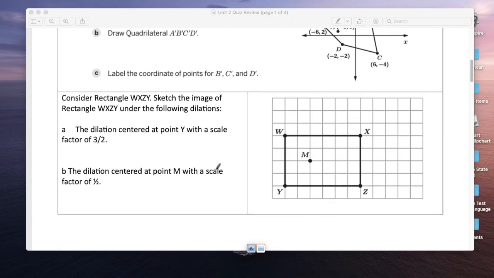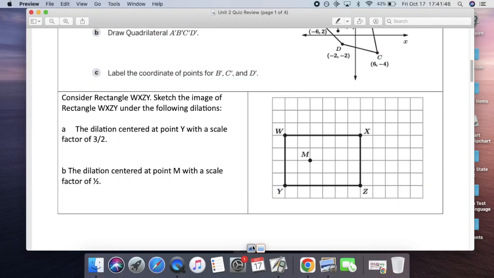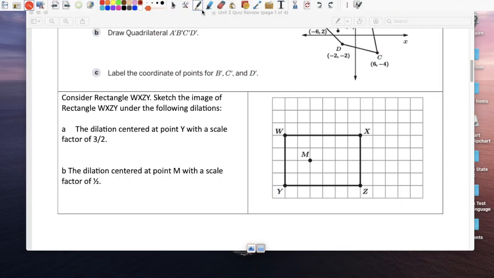Consider rectangle WXYZ, which is on the right. Sketch the image of the. We got two dilations. So first of all, you can leave it at 3/2, or 1.5. Either or. So again, let's do point M. So think about W. So let's talk about W. From point M, which is your center of dilation, how would you walk to W? You would go 2 units that way, and then 2 units up.